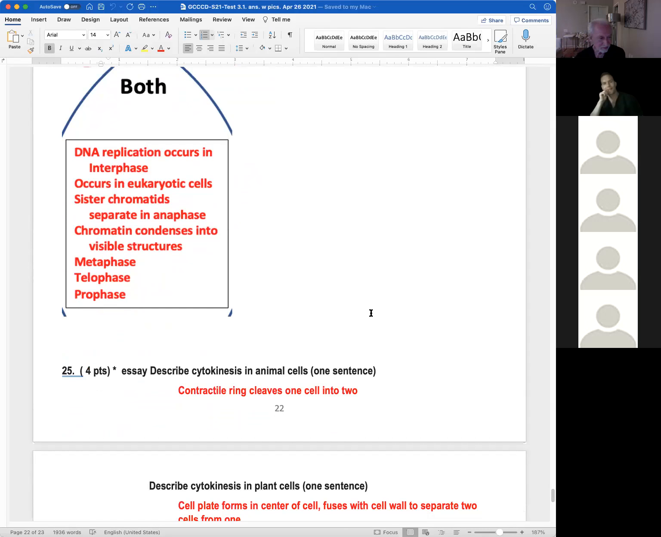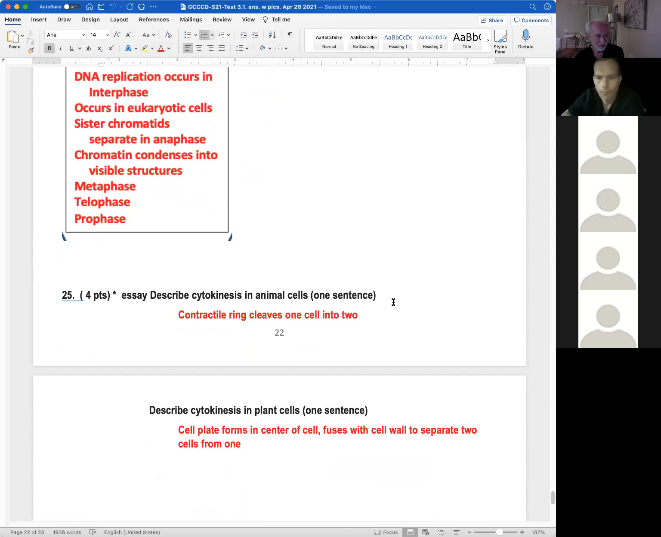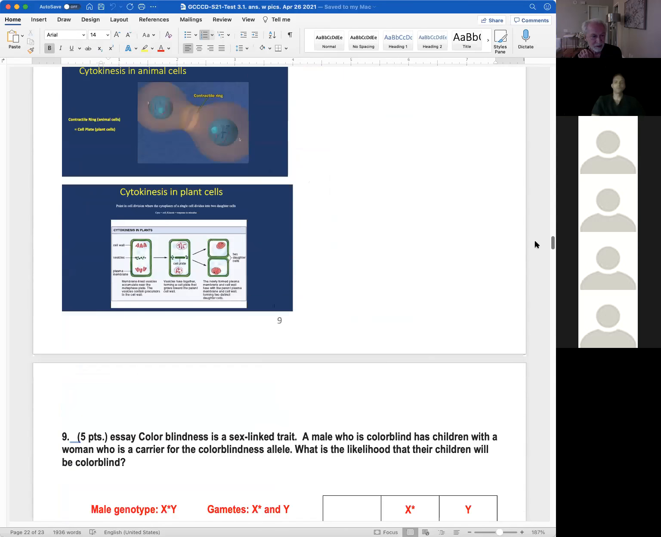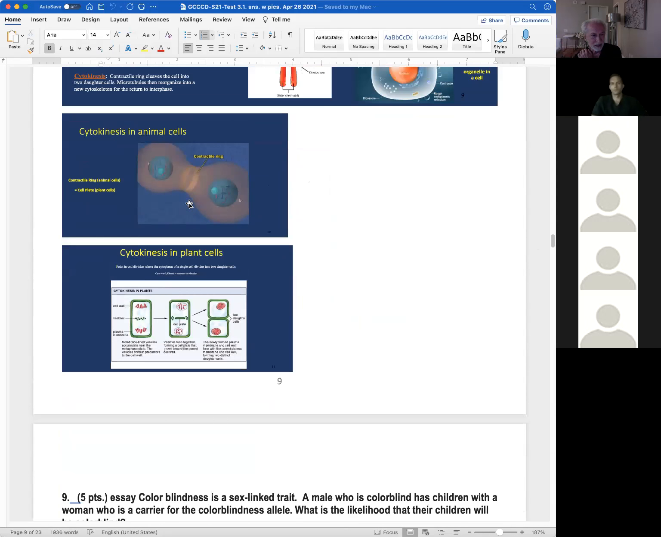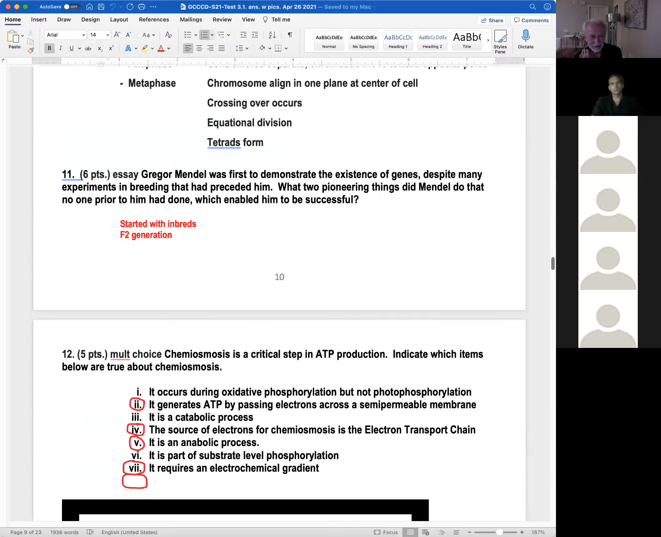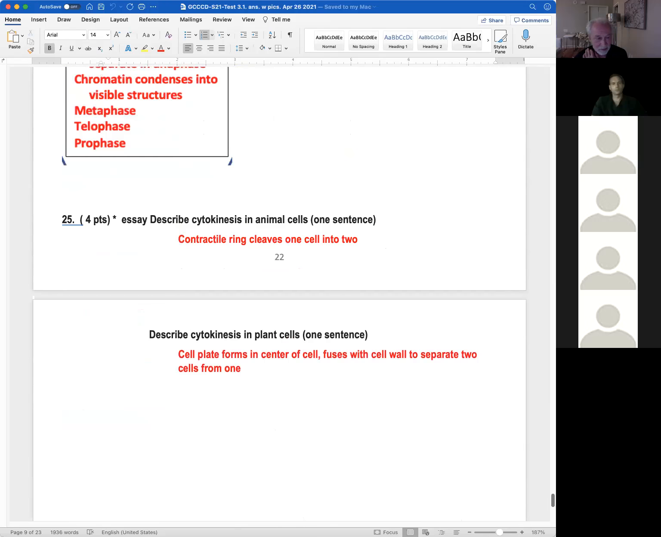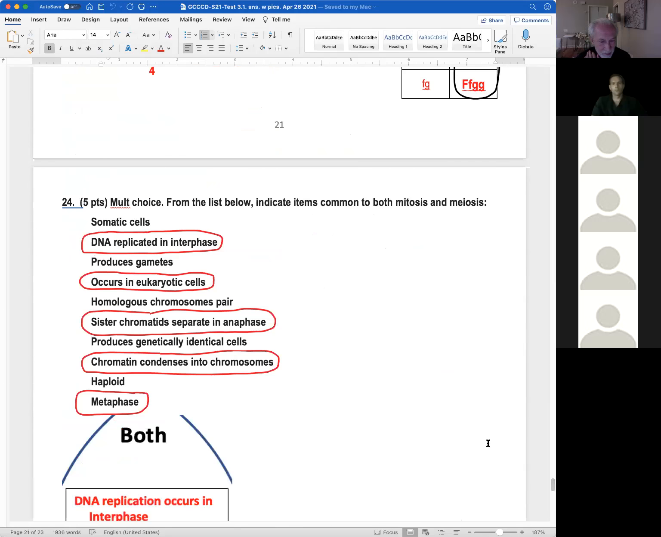And finally, we've already answered this question about cytokinesis in animals and plants. I showed you a picture way back of the difference here. In animals, you have a contractile ring, and I was looking for that term. In plants, you have a cell plate, which fuses the cell walls of the two daughter cells. That's the end of the review of test 3.